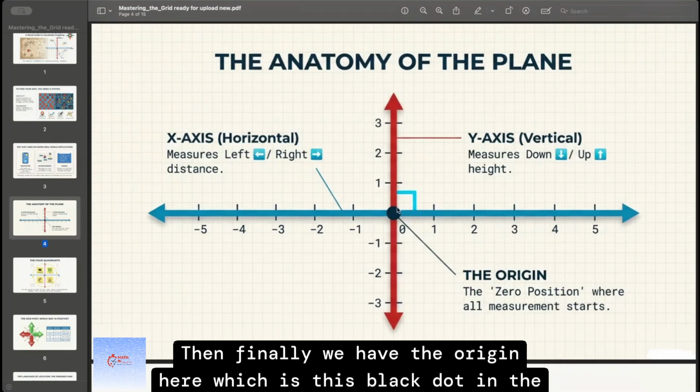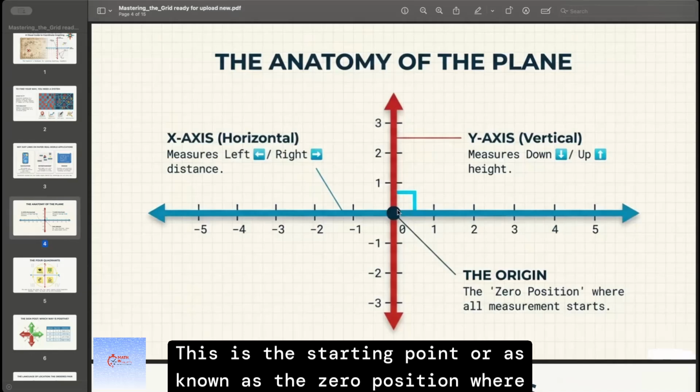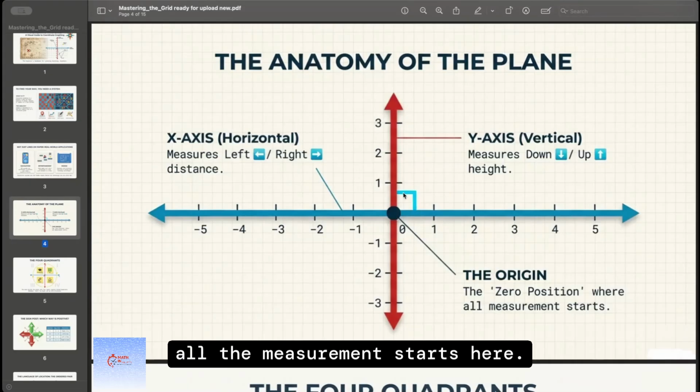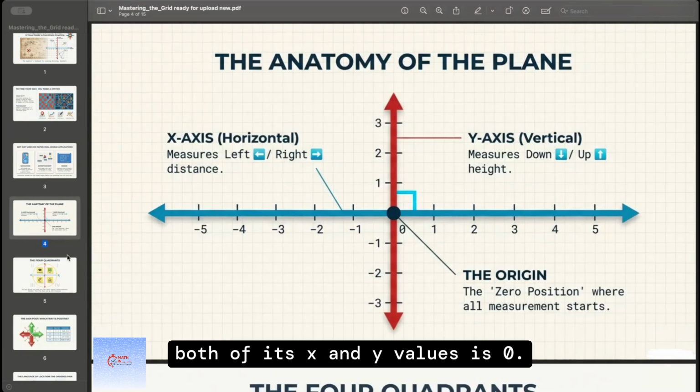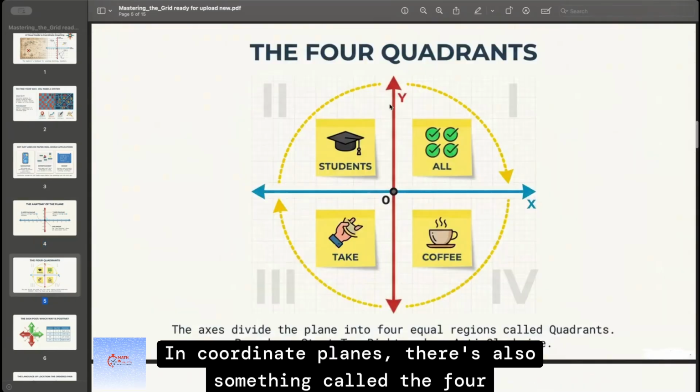Then finally, we have the origin here, which is this black dot in the center. This is the starting point, known as the zero position, where all the measurement starts. In this case, its coordinate would be (0, 0), because both its x and y values are 0. In coordinate planes, there's also something called the four quadrants.